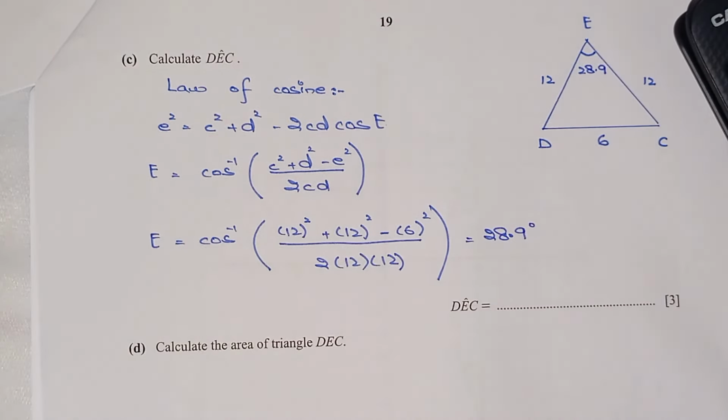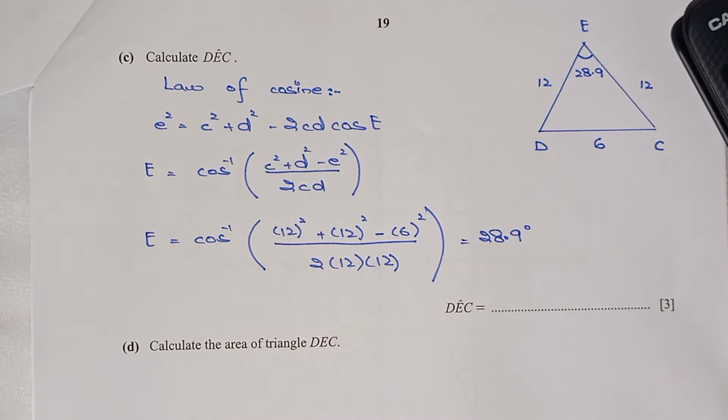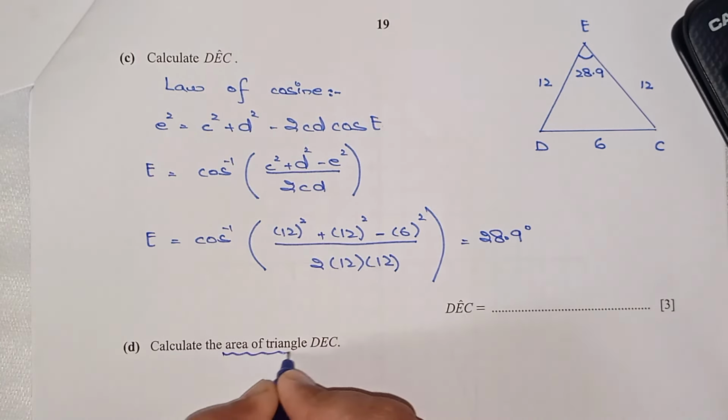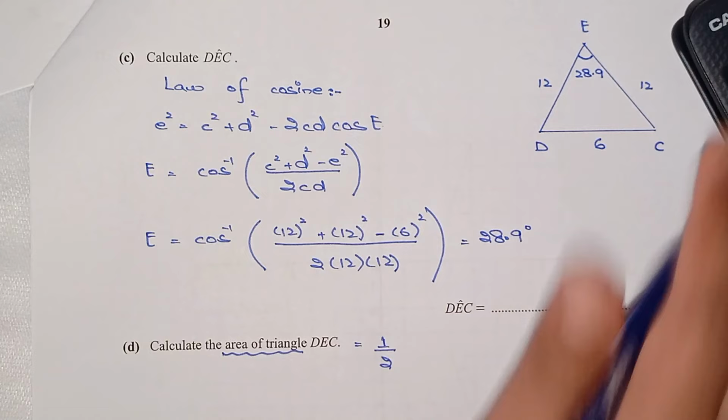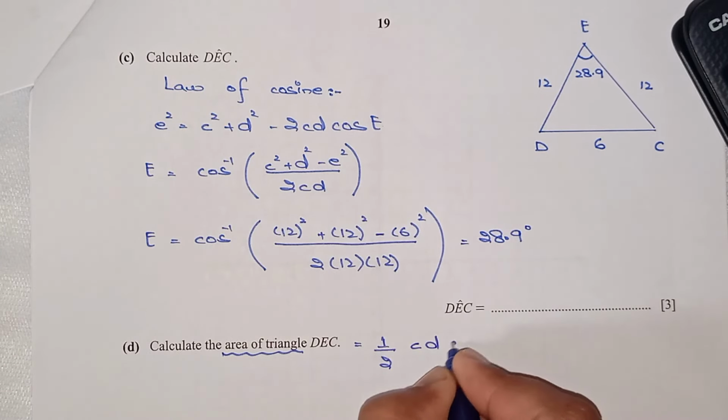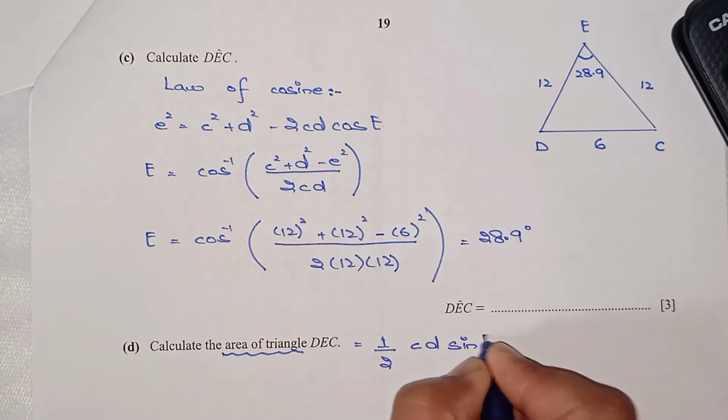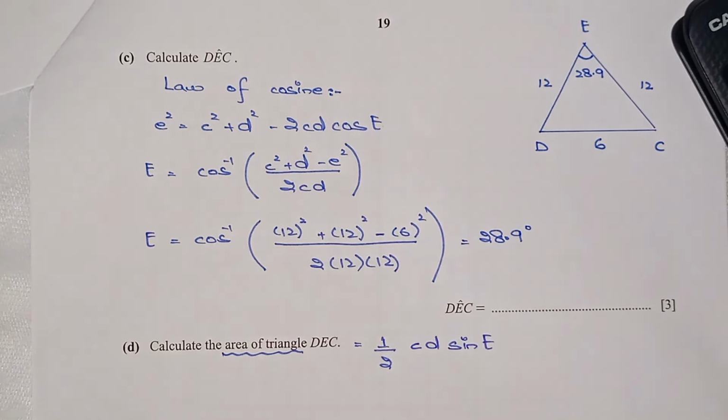Right. Now for D part, calculate the area of a triangle DEC. Now this triangle is DEC. We need to find out area of this triangle. So as we can see, this triangle is not a right angle triangle. So which formula we are going to use to find the area of the triangle? This is 1 by 2. We have given CD and sine of angle E, right? So let me substitute the values.